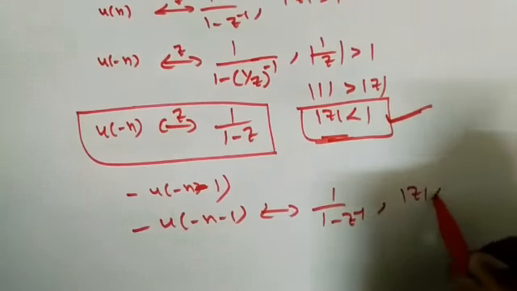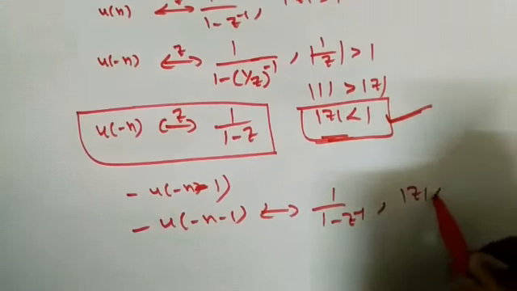1 minus cos omega naught n z inverse, 1 minus cos omega naught z inverse by 1 minus 2 cos omega naught z inverse plus z inverse squared, and ROC is mod z greater than 1, right? So this is about cos omega naught n into u. In this problem, in place of cos omega naught n, now it is sin omega naught n. Now the same procedure we need to follow, right? The answer will be somewhat different.